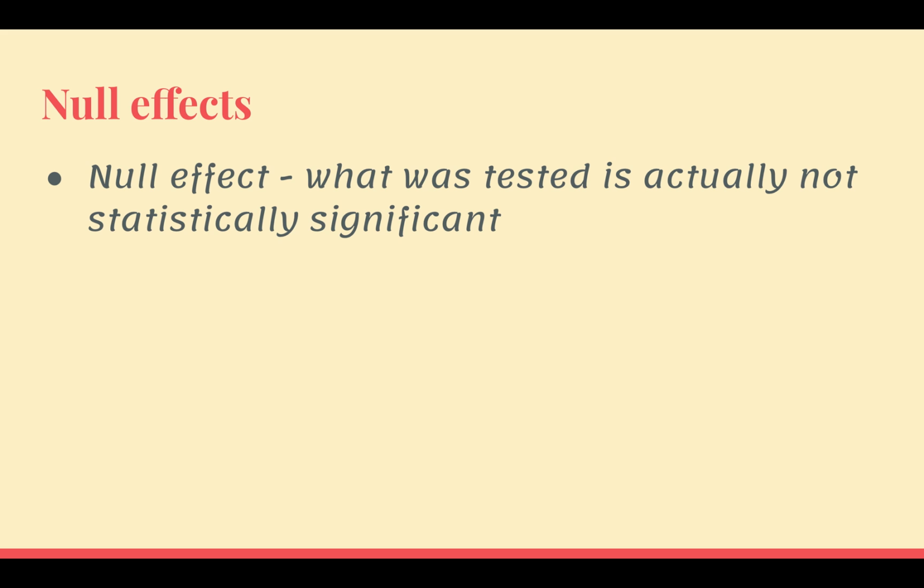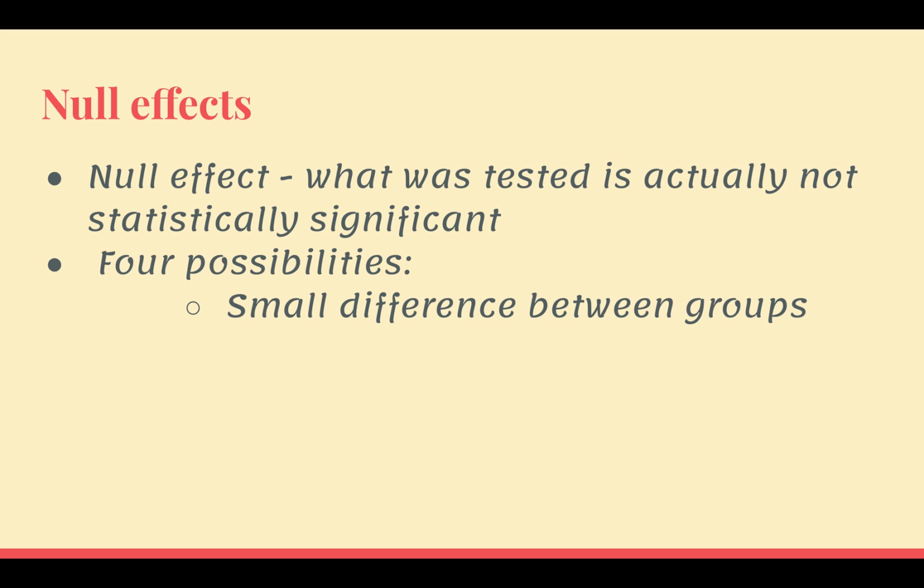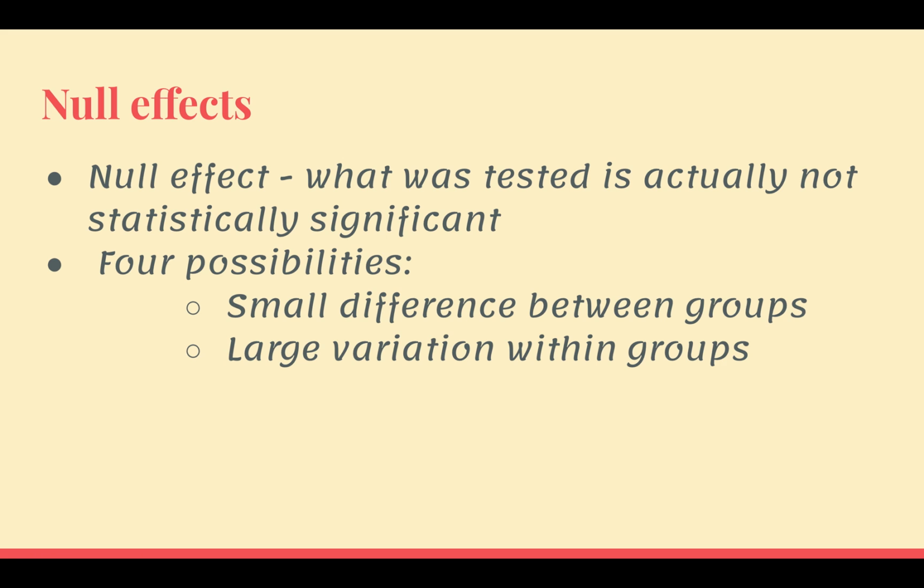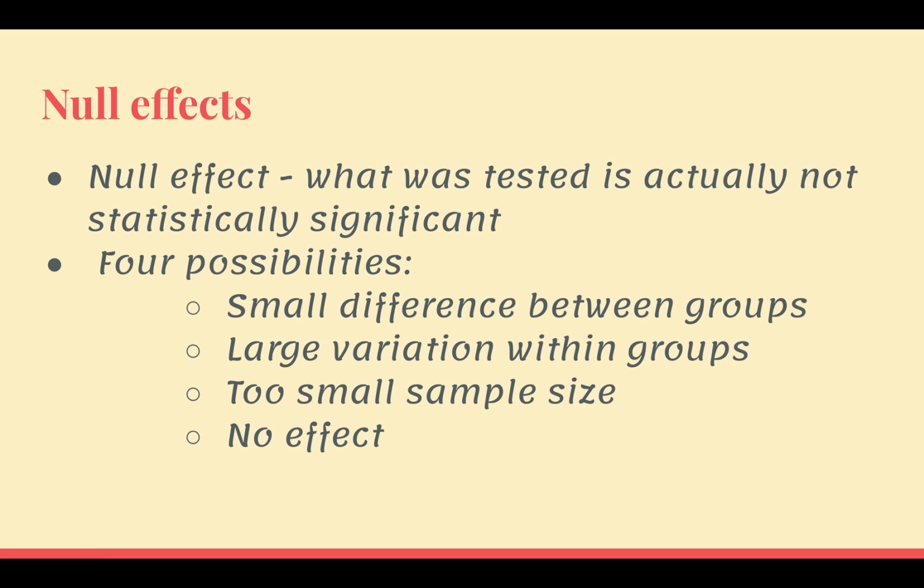When the term null effect is utilized, it means that what was tested is actually not statistically significant. There are 4 possibilities to explain this. Firstly, it could be that the difference between the two groups is actually not large enough to conclude anything. There's too much variation within the groups to find the effect. The sample size is too small. And lastly, there's just no effect.